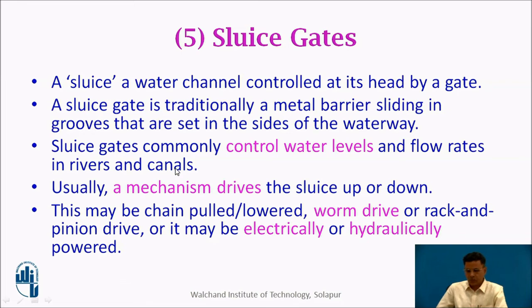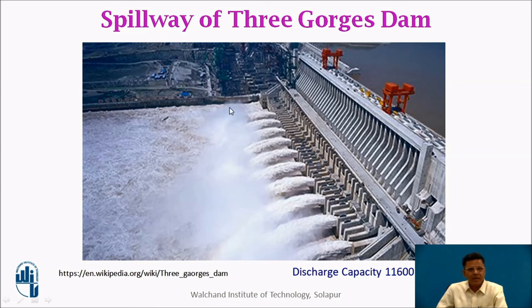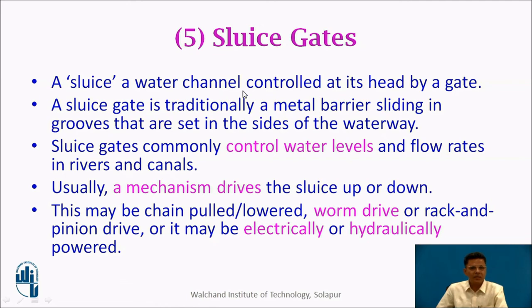Sluice gates. Now, what is a sluice? This is the opening in a lower level of a dam, and you can imagine that this is a gate which is controlling the discharge through this particular sluice. So, you will find this is a spillway of the Three Gorges Dam, and it is using this sluice. The advantage of the sluice type of spillway is that the water from the lower levels is given a way out, which also includes a lot of sediments. So, a sluice is a water channel which controls the water through a gate.